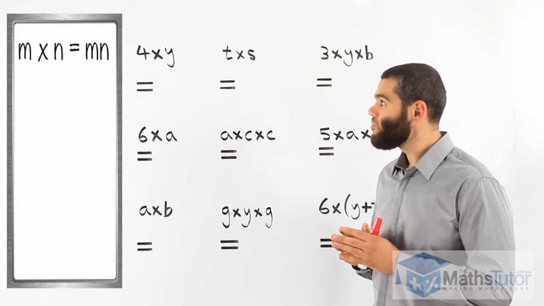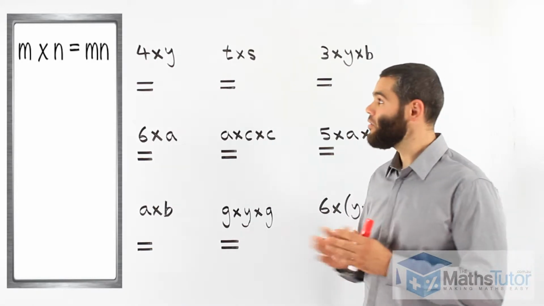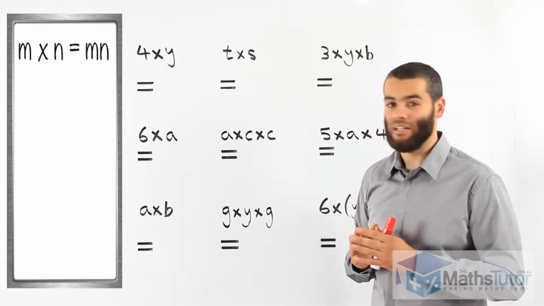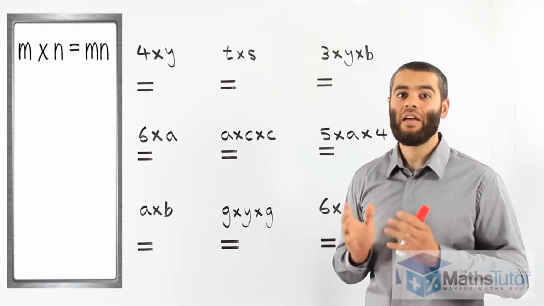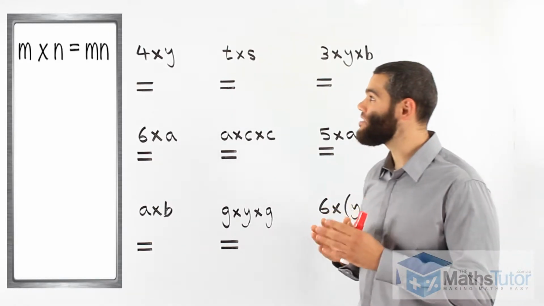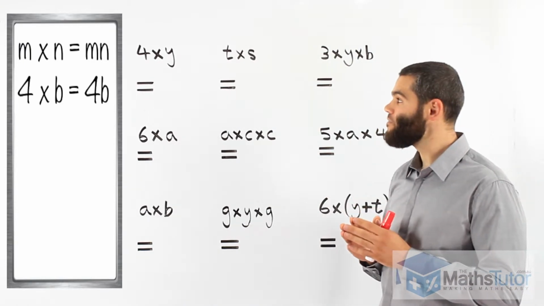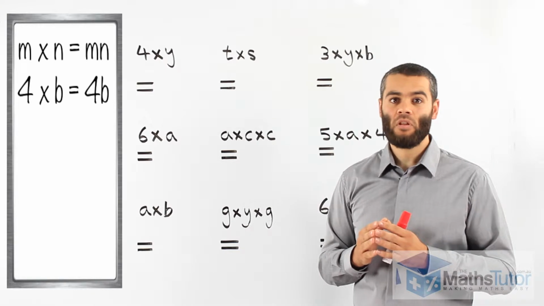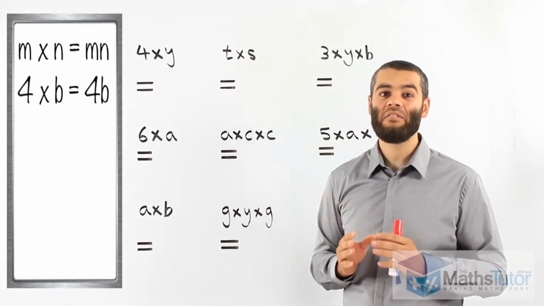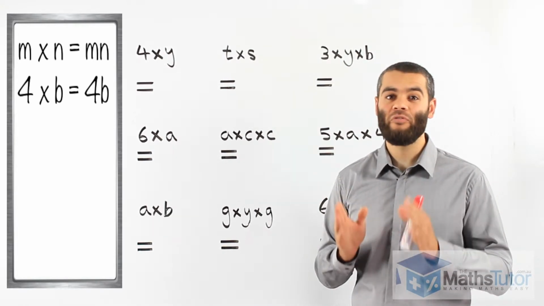In algebra, when we have a multiplication, it's basically invisible. So looking at these examples here in these diagrams, m times n is the same as mn. So all we do is get rid of the multiplication. M times n meaning mn. We also have 4 times b. Now b is a number, but we don't know what it is. So 4 times b is exactly the same as 4b. So we don't write it as 4 times b, we write it as 4b.